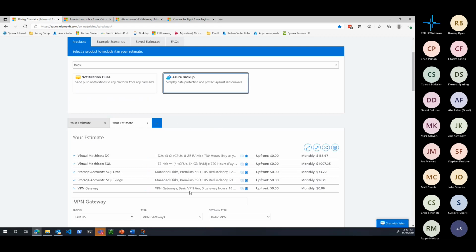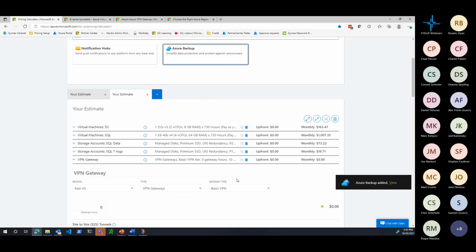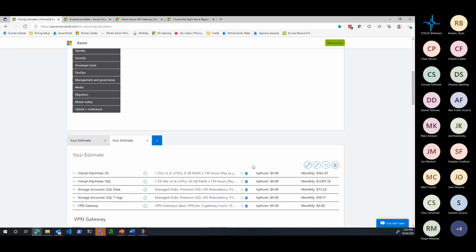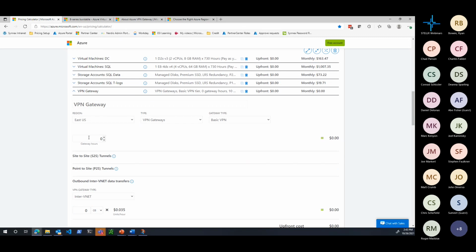Now, while I'm here, I'll go ahead and add that in, and we'll talk about backup in just a second. So for the VPN gateway, again, we're going to put 730 hours because we can't turn off a gateway. In Azure, it's always on. It's never turned off, and the only way to stop the compute charges is to delete it.